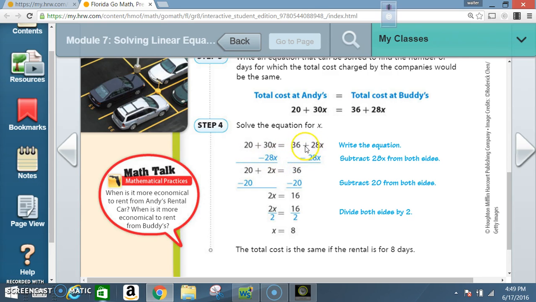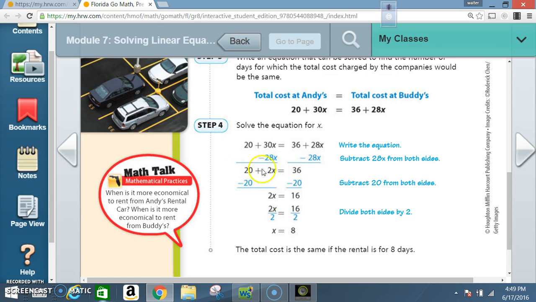Now look at what we got. A positive 28, when combined with a negative 28, goes to 0. So this is gone. I'm left with just 36. Then I have a positive 30X minus a 28X. What is 30 minus 28? That's 2. So I'm left with 2X. And I'll bring my 20 down. So now I'm left with 20 plus 2X is equal to 36.